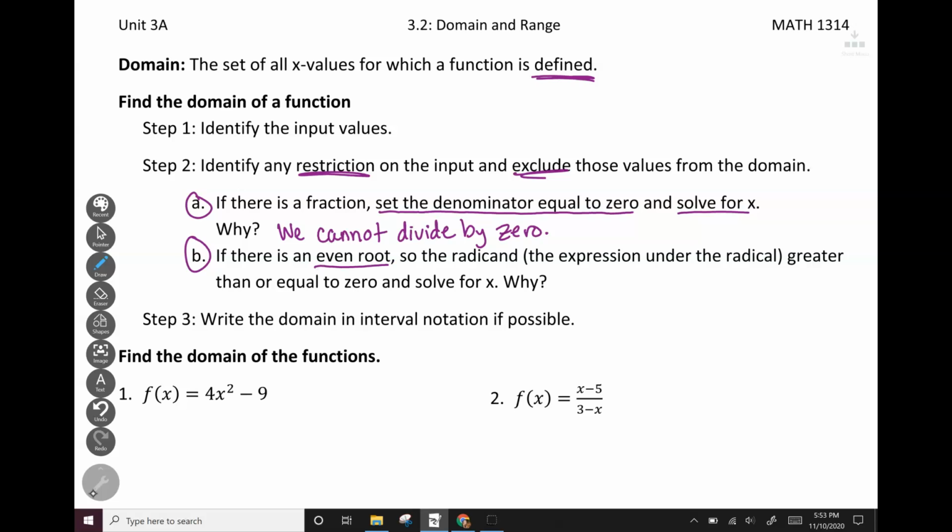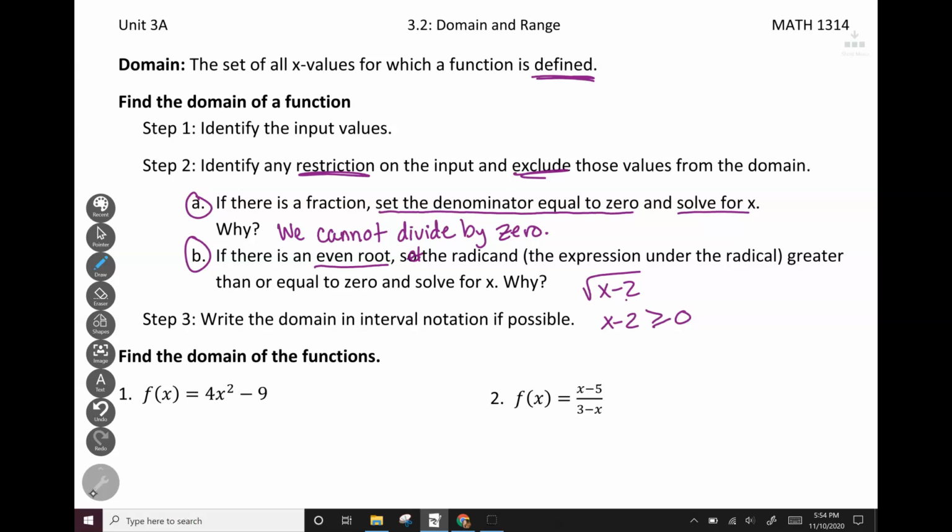Set the radicand, which is the expression underneath the radical, greater than or equal to 0 and solve for x. Why? So think about an even root. If you have an even root in your function, something like the square root of x minus 2, why does the x minus 2 have to be greater than or equal to 0? Well, what if it's less than 0? So that means it's negative.